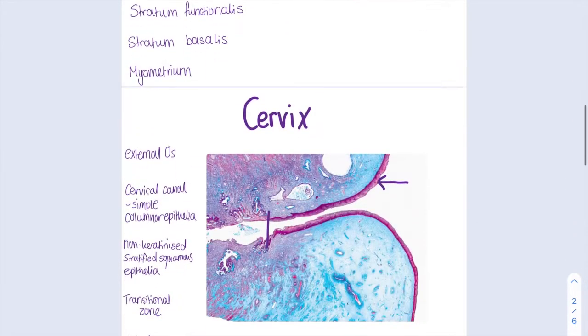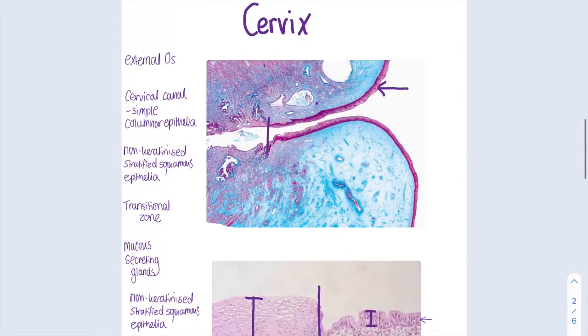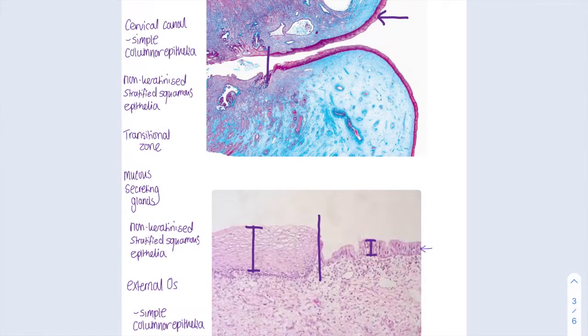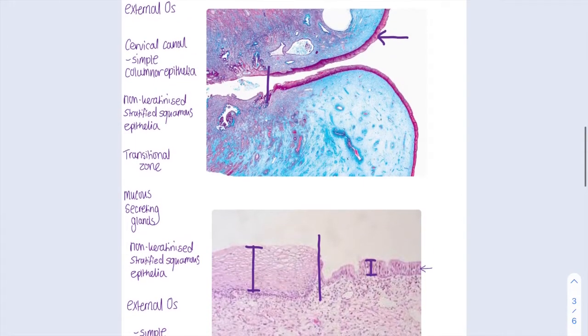So next we've got the cervix. This here is the cervical canal, and that there is where the external os lies. And then we move on to the vaginal canal. This bit here, the cervical canal, is made of simple columnar epithelia, which you can see also below, this bit here, at higher definition.